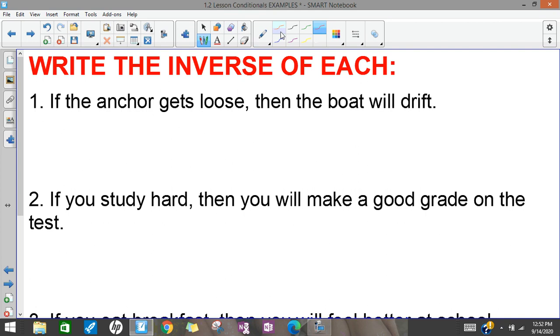I got a few for you here. Now let's talk about the inverse. The inverse means that we are keeping P and Q in the same order, but we are changing the meaning of both. So we're doing that not P, not Q, squiggly P, squiggly Q. We've already identified P and Q. These are the same conditional statements. So we need to change their meaning. P is staying in the same spot, but we're changing its meaning. The anchor gets loose. The opposite of that is the anchor doesn't get loose.